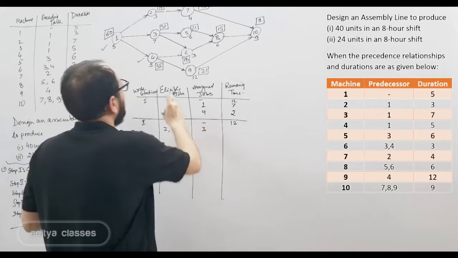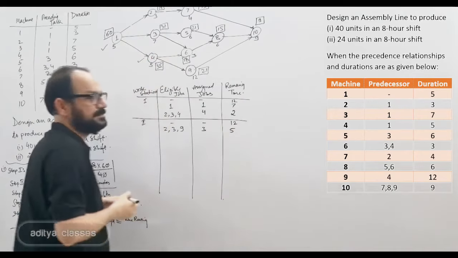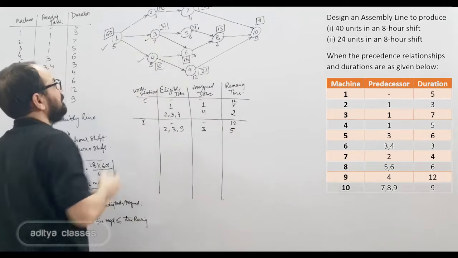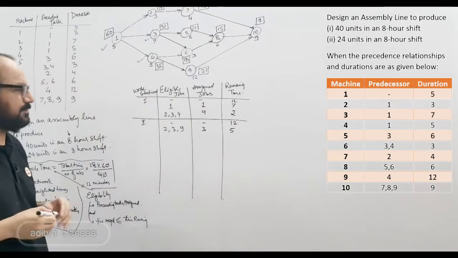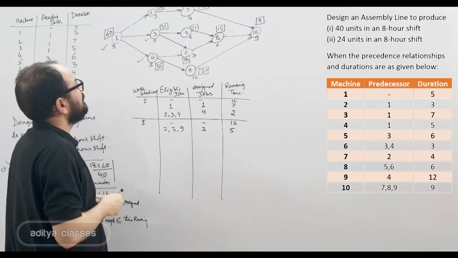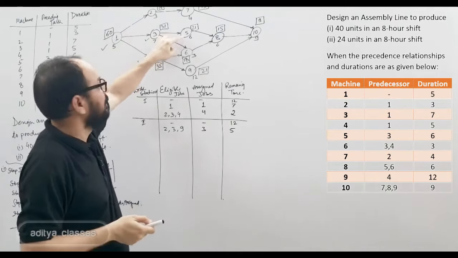3 will be assigned. How much time does it consume? 7 minutes, leaving me with 5 minutes. So now I can see that this has also been done, this has also been done, that this is also done. Who is eligible now? As soon as 3 is done, 5 is eligible.